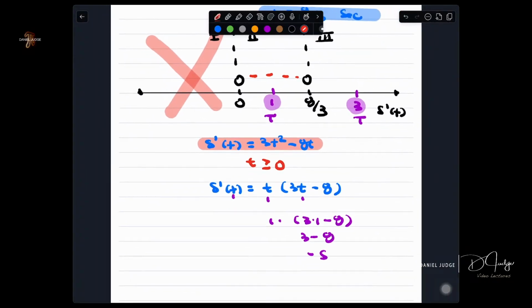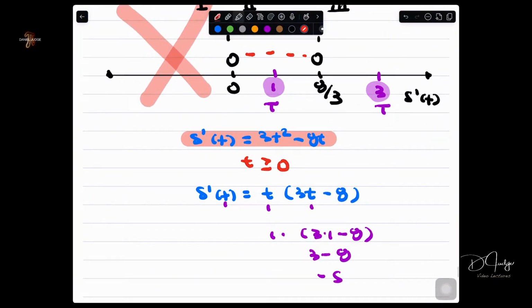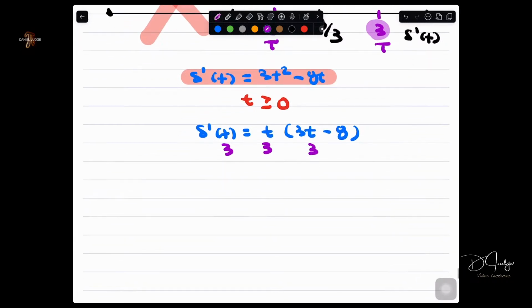This is how we perform sign analysis. When we test region 3 using that test point of 3, we're going to try to find the sign, which is 3 times 3 minus 8, or 3 times 9 minus 8. It's 3 times 1, which is 3. The point is this is positive here.